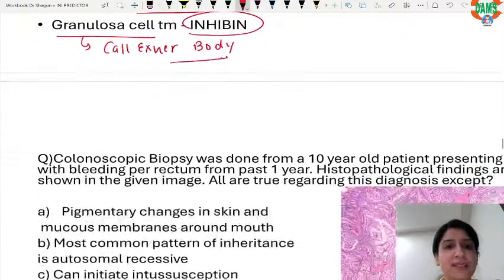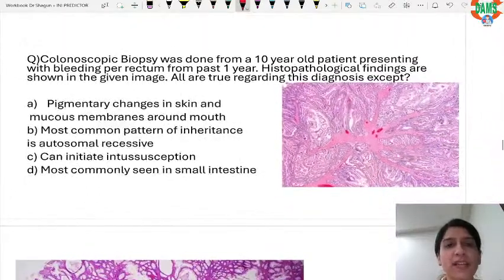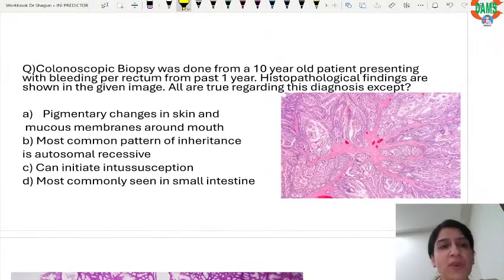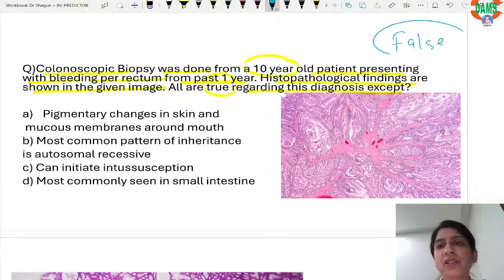Okay, next. So this is all about this very important question and all the important things that I wanted to discuss with all of you. Now moving ahead to my next question. The next question says that a colonoscopy biopsy was done from a 10-year-old patient presenting with bleeding per rectum for the past 1 year. The histopathological findings are shown in the given image. All are true regarding this diagnosis except, meaning I am being asked about the false statement.